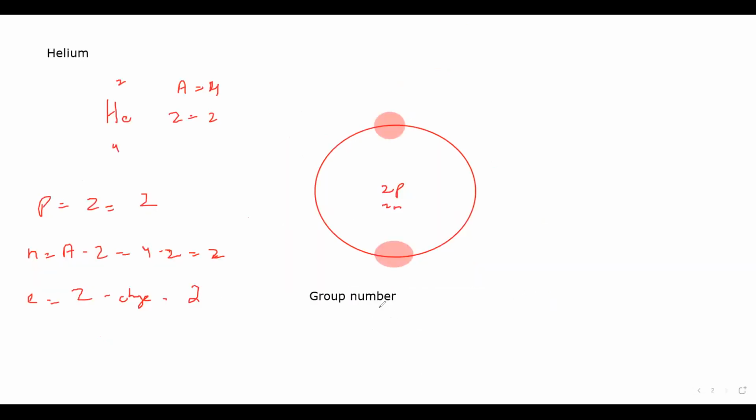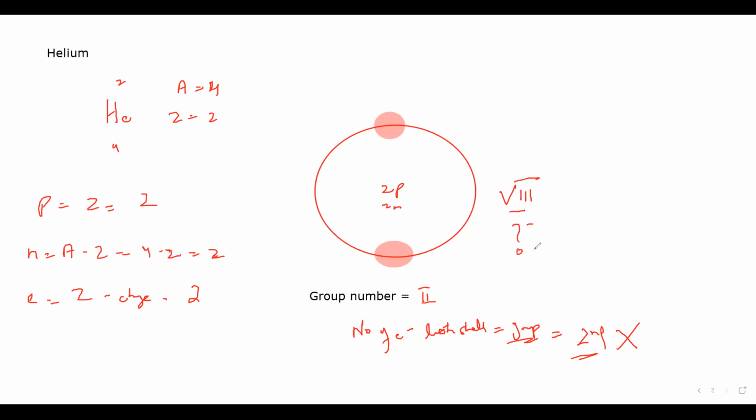So in case of helium, according to the structure, it should be group 2. But that's wrong because it is an exception. It should be in group 2 according to the concept that the number of electrons in the last shell represents the group number. So according to that theory, it should be in the second group, but it is not. It is in the 8th group.